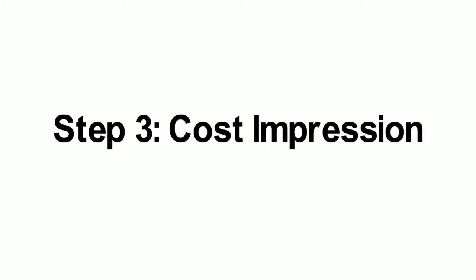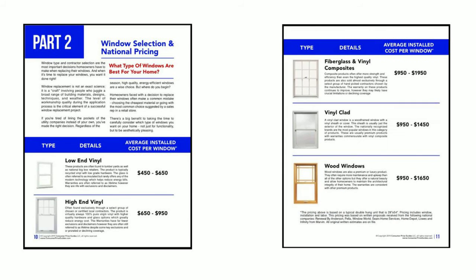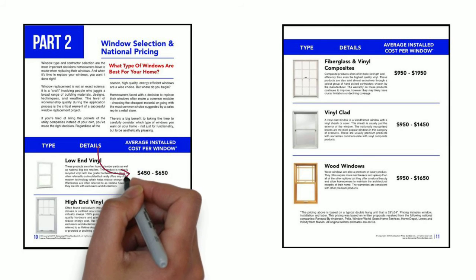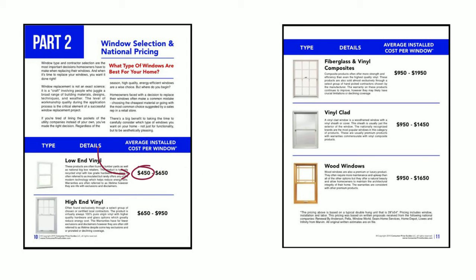Step 3 is going to be to cost impression the consumer. Let's start to give them an idea of what it's going to cost to replace their windows. And we're going to turn to pages 10 and 11 in the window selection and national pricing, and we're going to show them that on the low end, even lowest quality available, low-end vinyl windows, they came in about $450 each installed. That was as low as you could expect to pay to have new windows installed in your home by a professional organization.